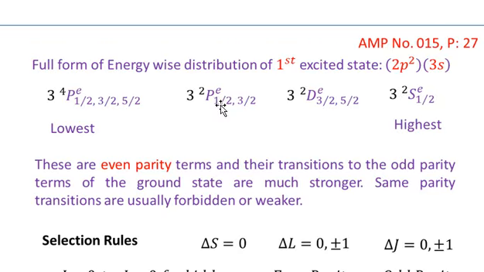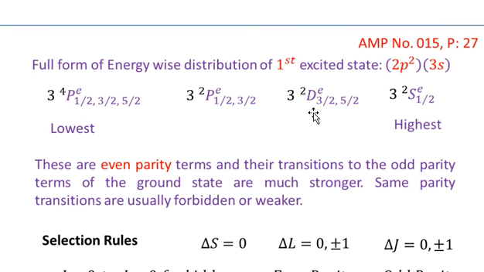And now for the 2P term, the value of capital L is equal to 1, and the multiplicity is 2. The value of capital S is equal to half. So to obtain the total value J of the total angular momentum, I am combining 1 plus minus half. So the total values of angular momentum J of the atom will be equal to 1/2 and 3/2. And then the third term is D.